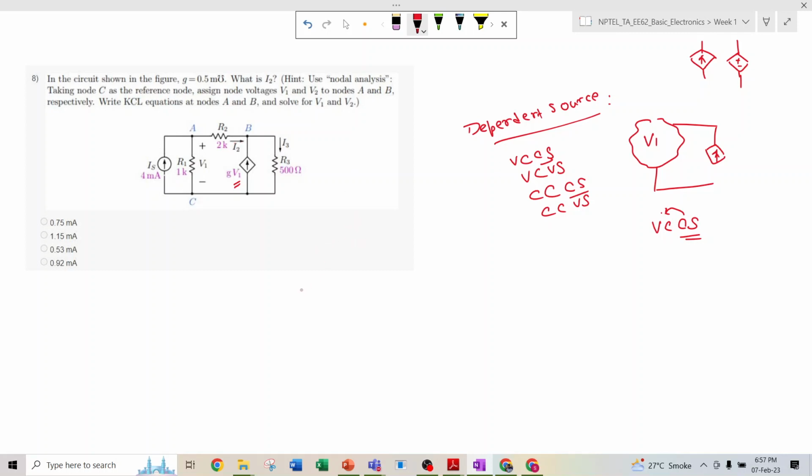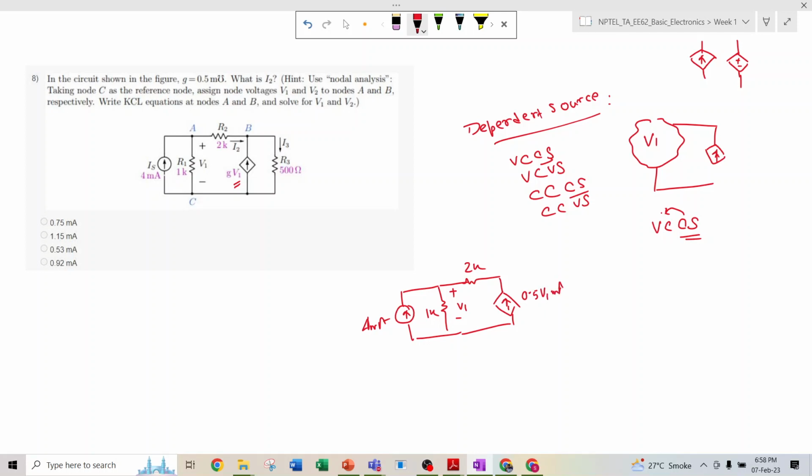So the circuit is 4 milliampere, then it is 1K, this is the V1, this is the 2K, this is GM into V1, that means 0.5 into V1.